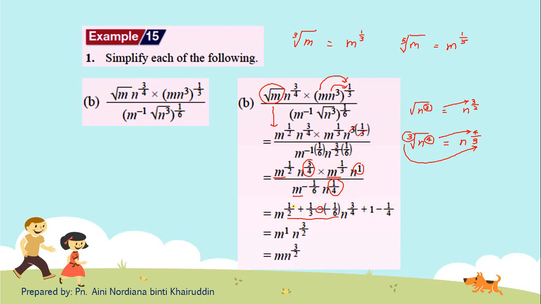This one you can use your calculator. Then when you calculate, you will get 1. And this you will get 3 over 2. So this is the final answer.